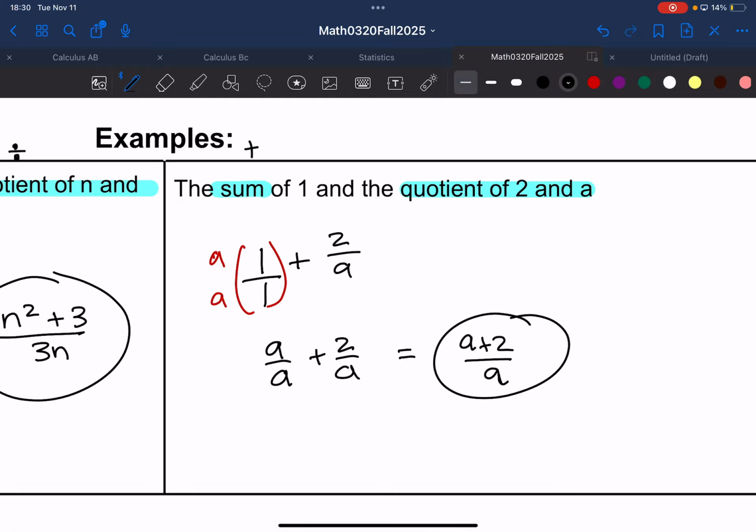Okay. Can I cancel the a's? No. Why not? Because there's a plus. We're adding a 2. We're not multiplying. If we had multiplication throughout, like a times 2 over a, then the a's could cancel.